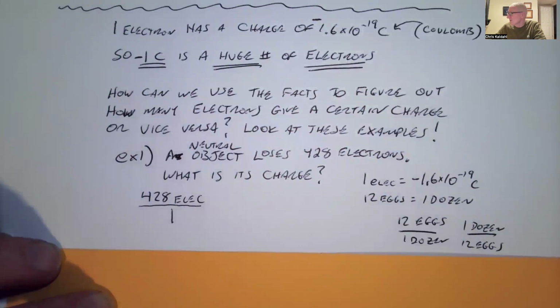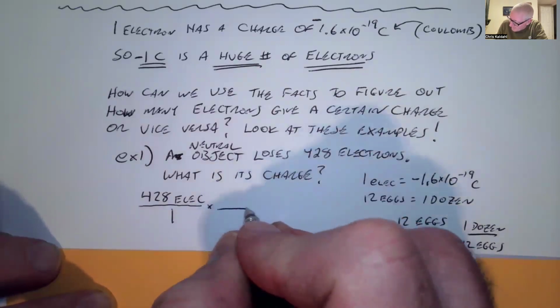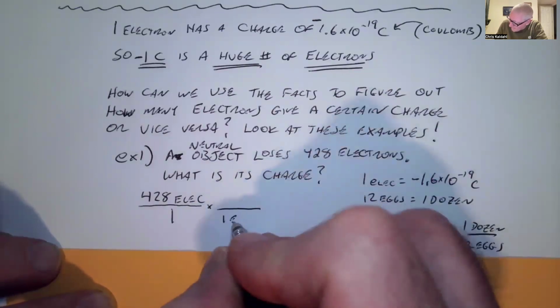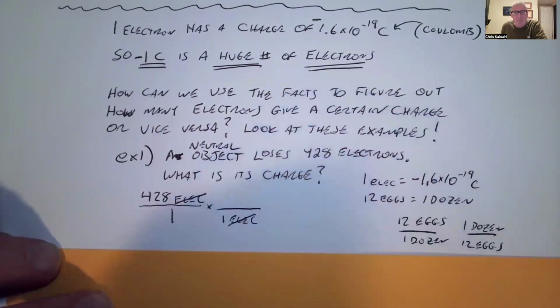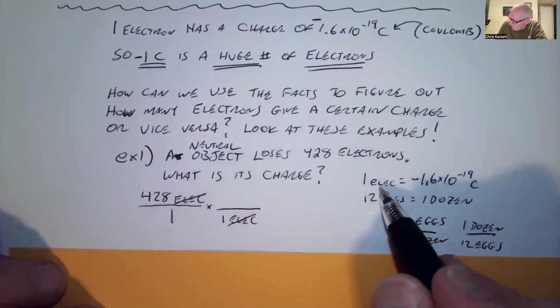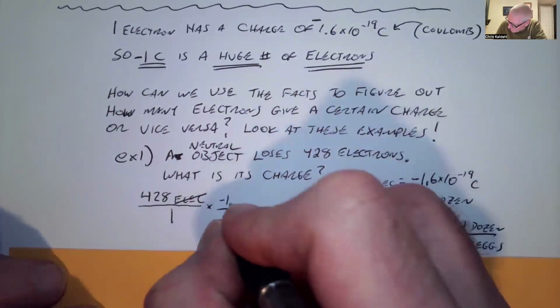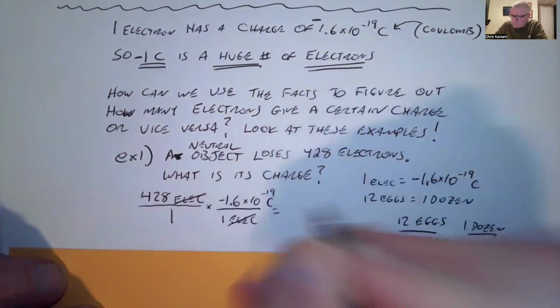And you may have learned this in chemistry. It's called dimensional analysis. I certainly hope that you learned it in chemistry, but let's go ahead and do this real quick. Let's multiply. I know that 1 electron can go in the bottom, because if I have electron in the top and electron in the bottom, I can cancel them out. And what do we know 1 electron is? It's negative 1.6 times 10 to the negative 19th coulombs.